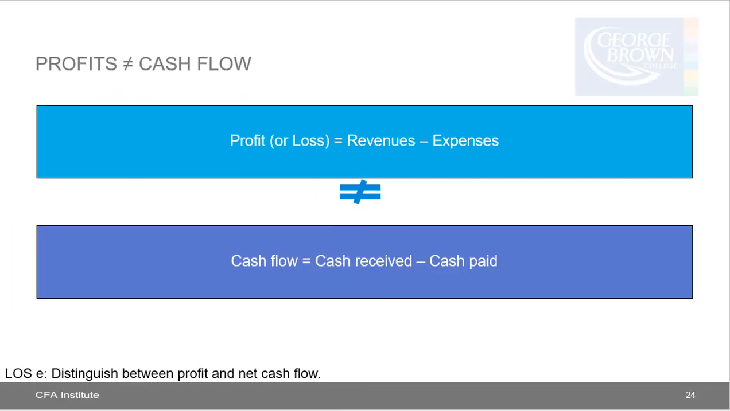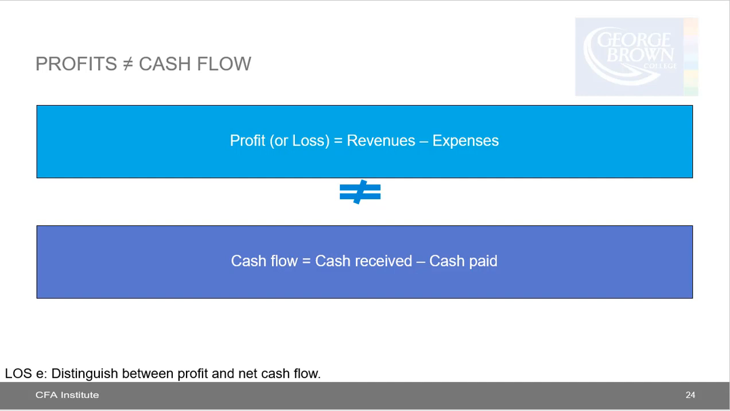Learning outcome statement E is distinguish between profit and net cash flow. So we can see ABC Company had a net profit of 76 million, okay, but that doesn't necessarily match the cash flow for the year 20X2. The income statement shows a company's profit, but profit is not the same as net cash flow. That is how much cash the company generated during the period. The income statement indicates how good a company is at creating profit, but it is also critical to see how good the company is at generating cash.